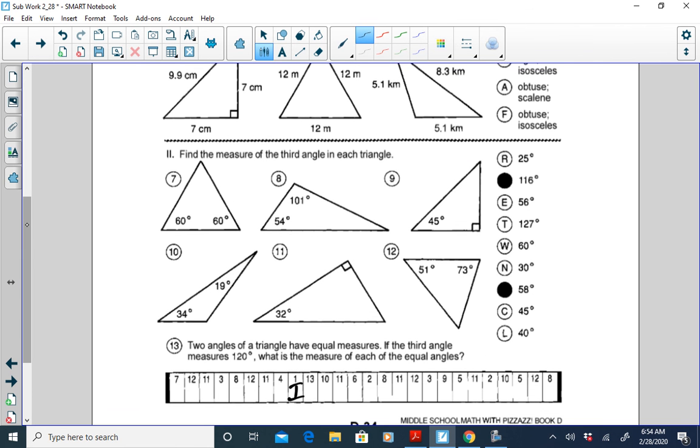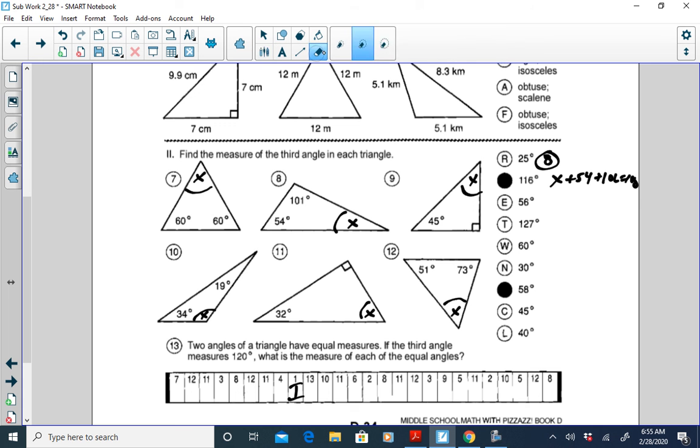And then the last section you guys are working on is finding the missing angle of the triangle, right? We know from your video lesson yesterday that the sum of the angles of a triangle has to total 180 degrees. So you're just going to write equations that say that. So you're going to make the missing angle in each one of these triangles x. And let's say I'm doing problem 8 over here, we'd have x, this is problem 8. This would be x plus the 54 plus the 101 has to be equal to 180.